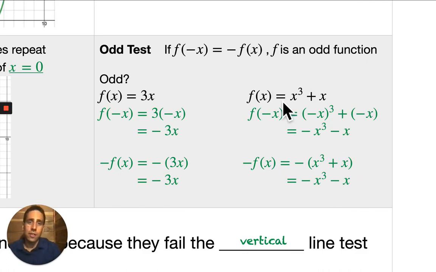Let's take a look. Here's another one. I don't even know exactly what the graph of this would look like. It would probably be pretty steep at the outset. But we don't need to know. Let's do an odd test without looking at the graph.